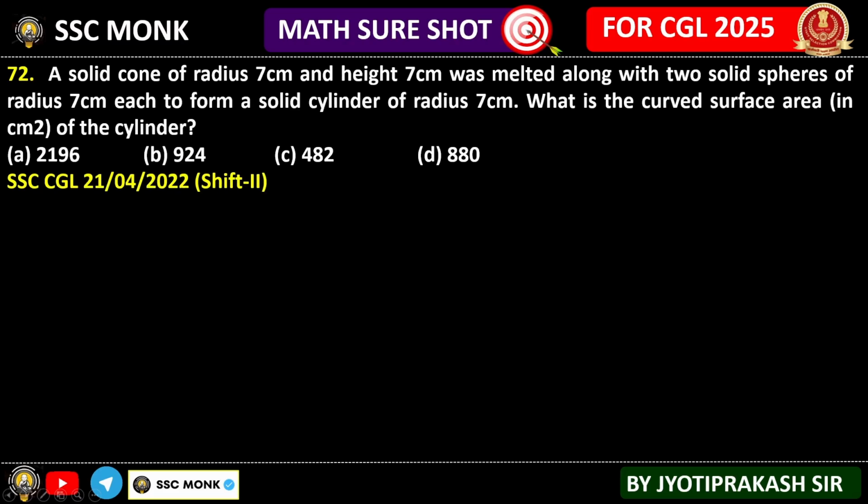Next, a solid cone of radius 7 centimeter, height 7 centimeter was melted along with two solid spheres of radius 7 centimeter each to form a solid cylinder of radius this much. What is the curved surface area of the cylinder?